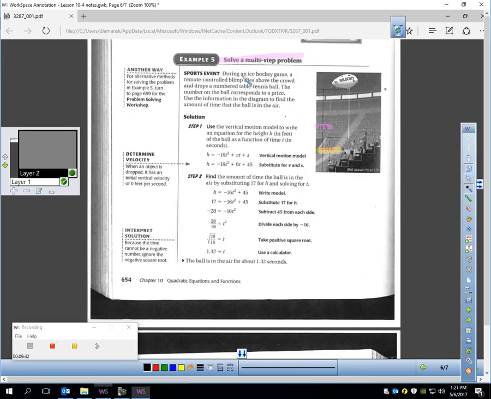Let's look at a multi-step problem. Now this can work out nice on the vertical motion model problems if b is 0, which this type of problem is.